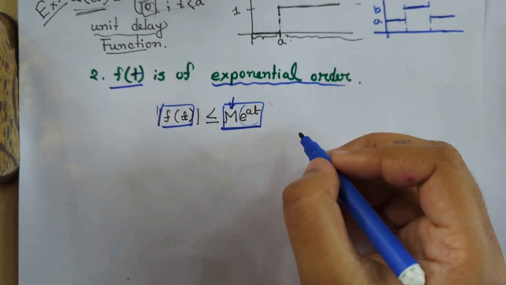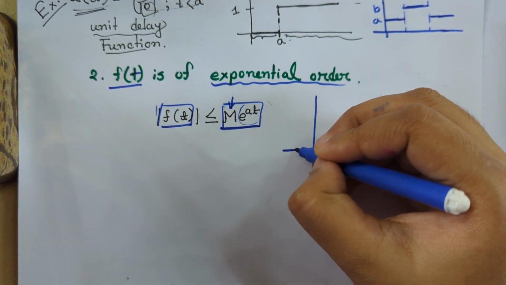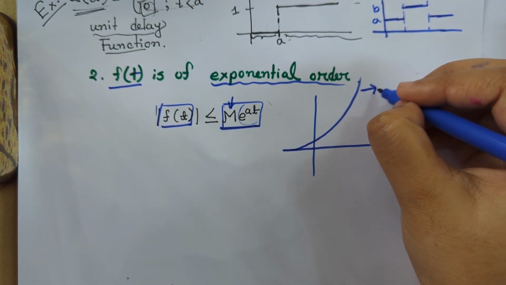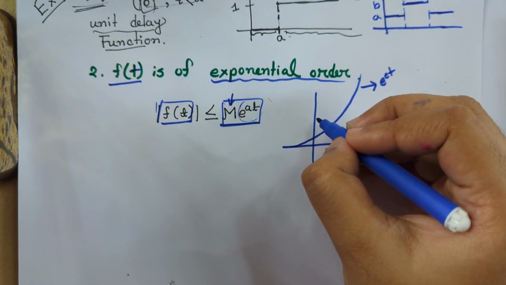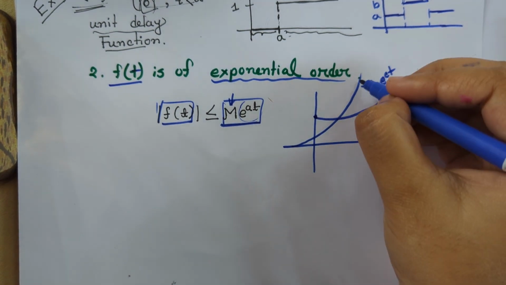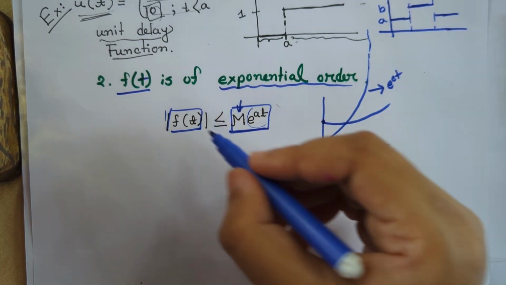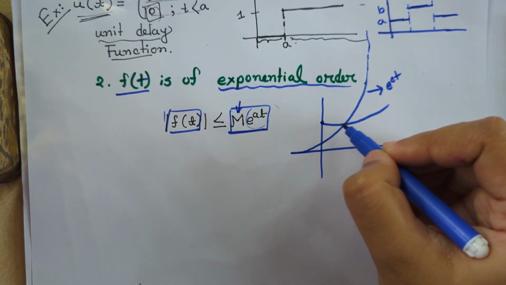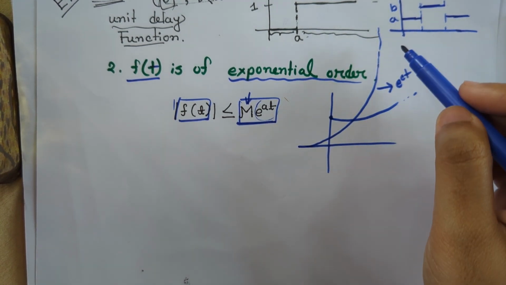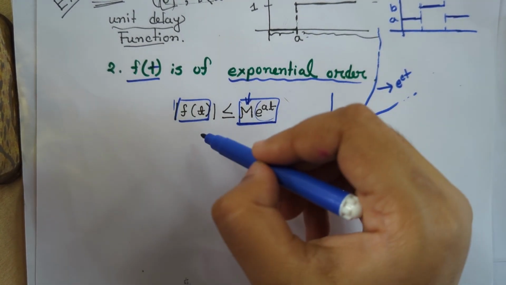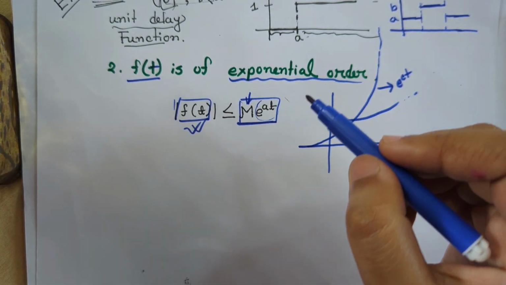Let's see the graph to understand more clearly. Suppose the graph of this exponential function is like this. This is a function of exponential order, and the required f of t function is like this. This exponential goes upwards to infinity, and our given function is like this. So this function stays lower than this exponential order function in the graph. So this function exists for our Laplace transform.